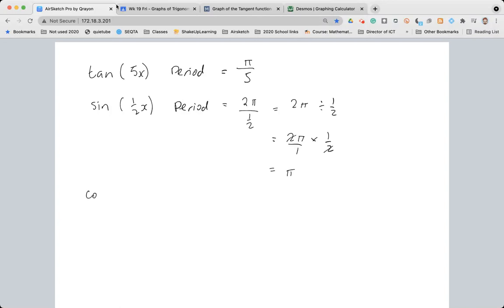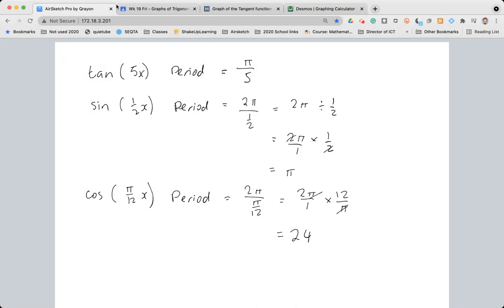One last one I'll show you. Let's just say it's cos of pi on 12 x. So there's a pi in the period length. This is still okay. The period is 2 pi over pi on 12. So that's 2 pi on 1 multiplied by 12 over pi. So the pi's would cancel out and I'd be left with 24.